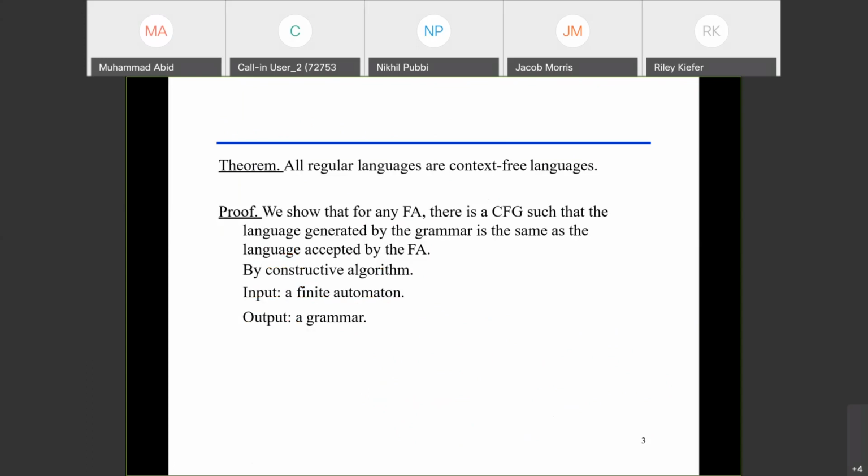So we show that for any FA, there is a context-free grammar such that the language generated by the grammar is the same as the language accepted by the FA. What we are saying is that if you have an FA, you can convert your FA into a context-free grammar. And if you have a context-free grammar that represents a regular language, you can convert that context-free grammar into an FA. So it is interconvertible. Today we will see how we do that.